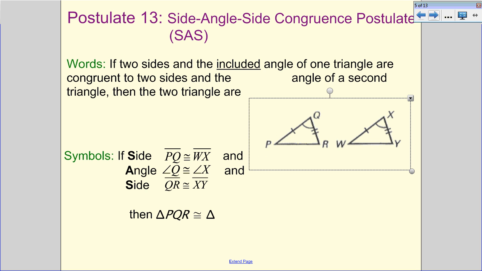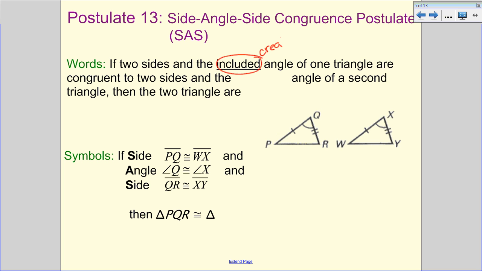Now we're going to take a look at what side angle side looks like, the side angle side congruence postulate. So the two sides and the included angle. What this also means is the created angle. It's the angle that two sides create. If two sides of one triangle are congruent to two sides and the included angle of a second triangle, then the two triangles are congruent. And that's why it's called side angle side.